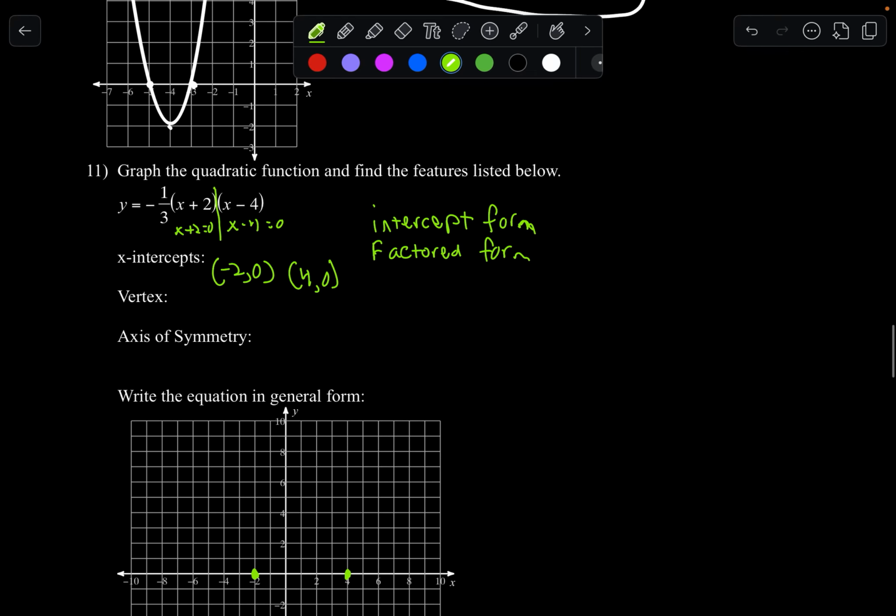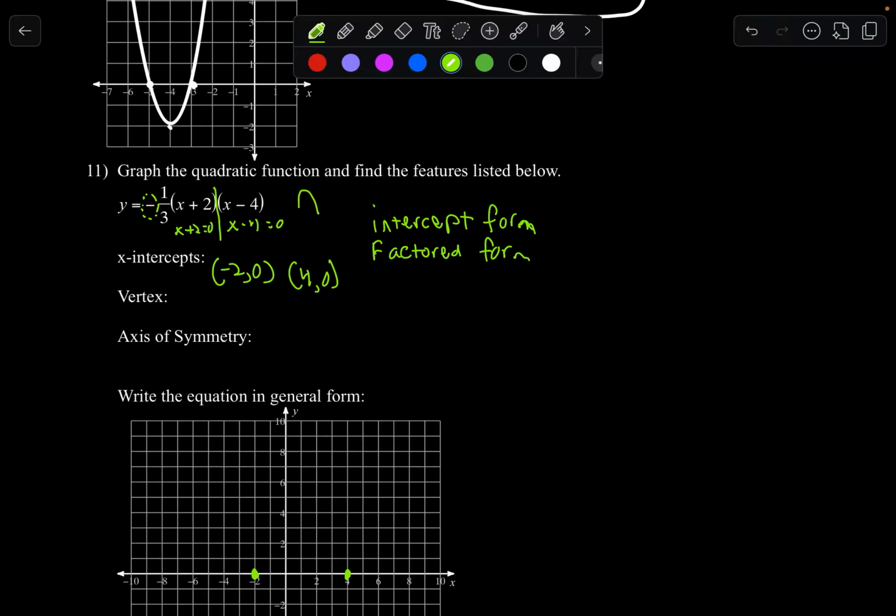We also know, since the leading coefficient, the sign of the number in front of the factors is negative, we know it's a sad graph. We know this graph has got to be going like that. So we got the two intercepts.